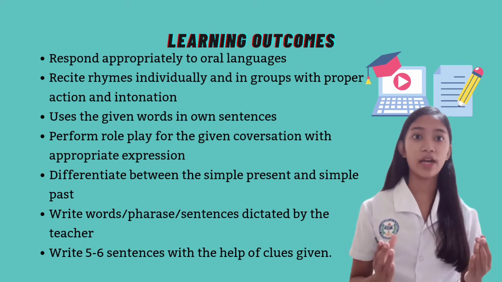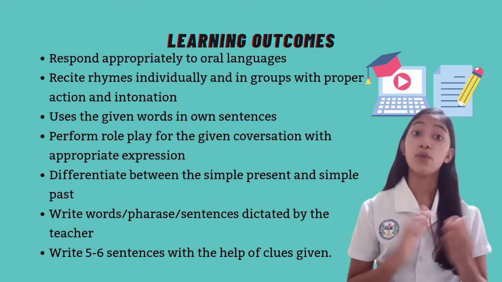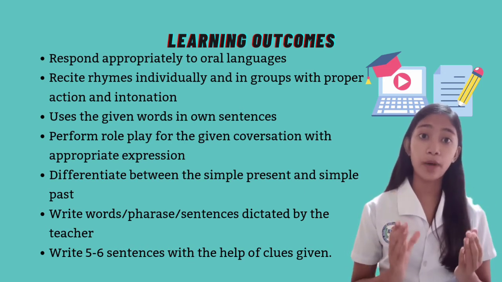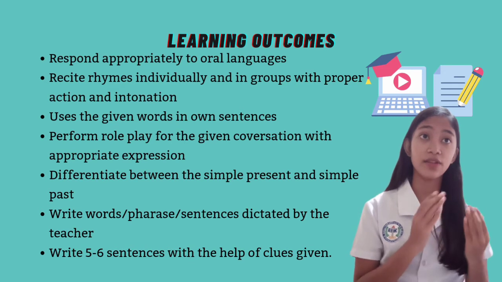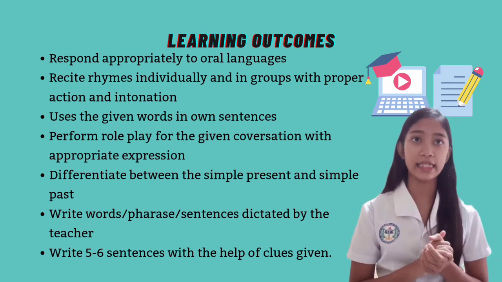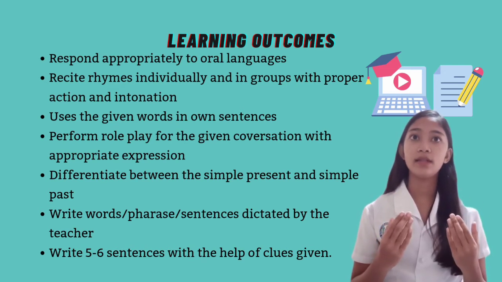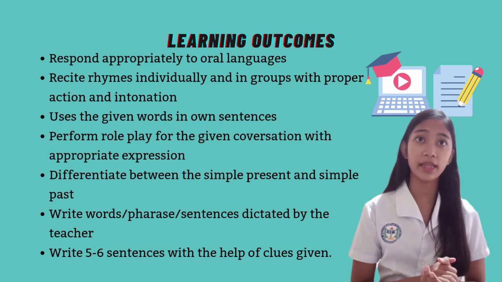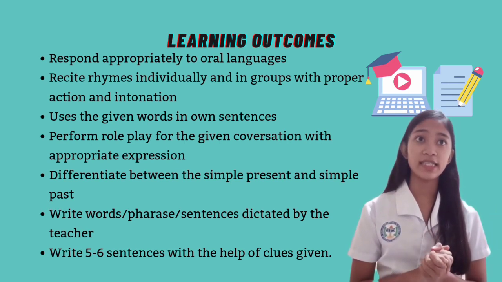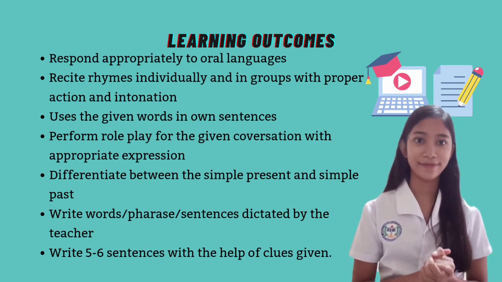The learning outcomes are: respond appropriately to oral language, recite rhymes individually or in group with proper actions and intonations, use the given words in own sentences, perform role play for the given conversation with appropriate expression, write 5 to 6 sentences with the help of the clues given.